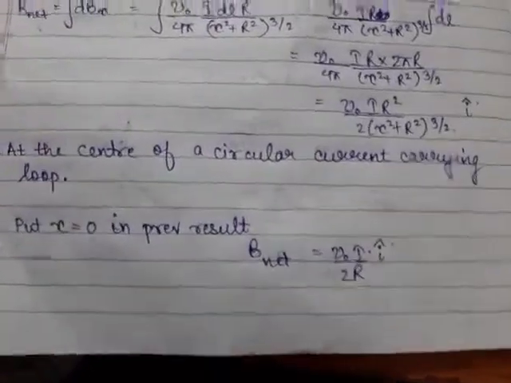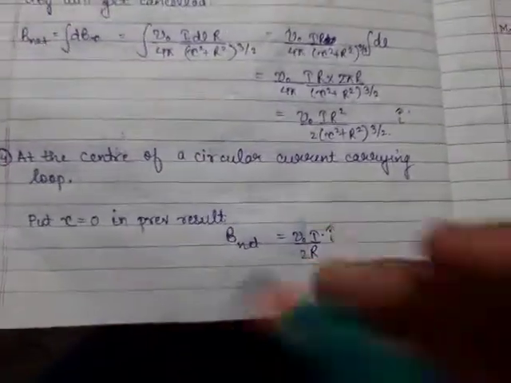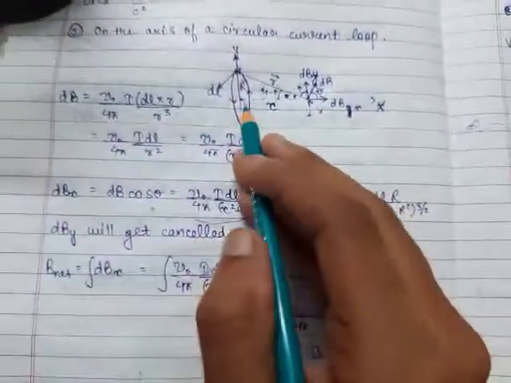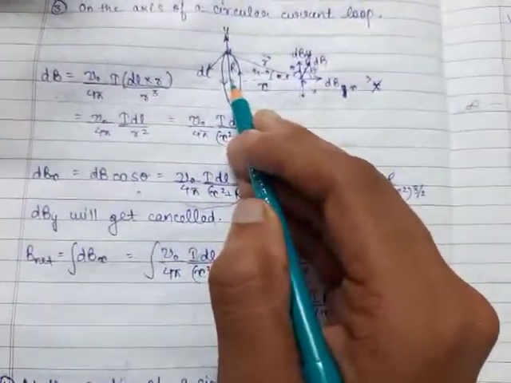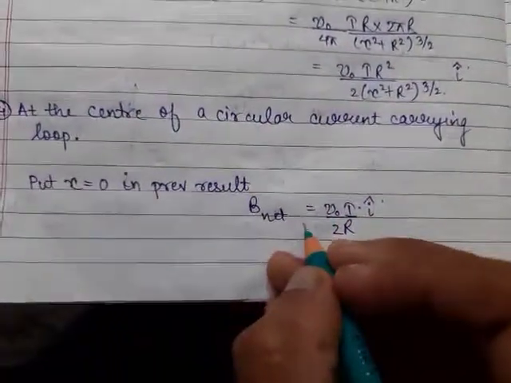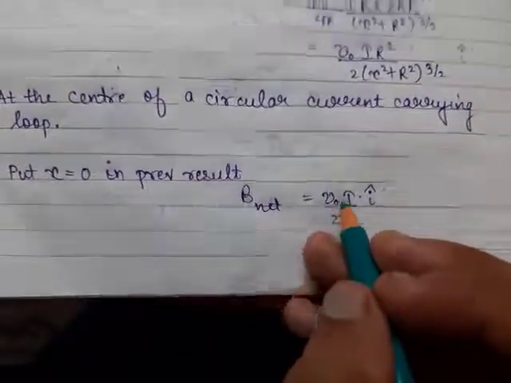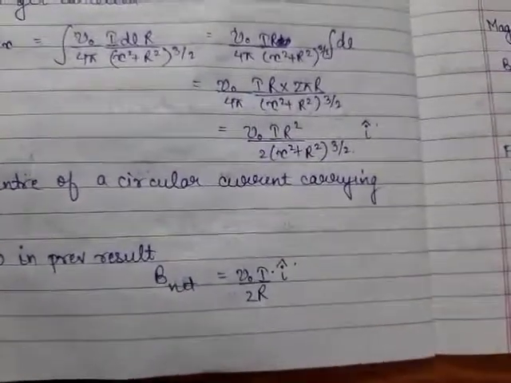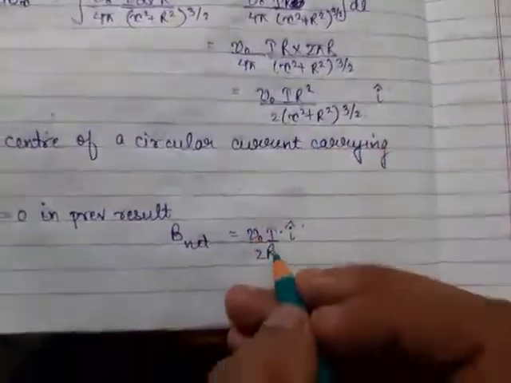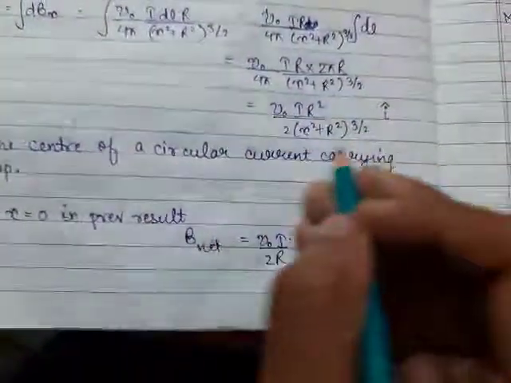Now if we are asked to find out the value of the magnetic field at the center of a circular current carrying loop, all we need to do is make this distance x equal to 0, so that the point comes over here. So x we will put to be 0. When x is put 0, B net will change to mu naught I r square by 2 times r square to the power 3 by 2, which will change to mu naught I by 2 r, I cap. You can put x equal to 0 and then check.